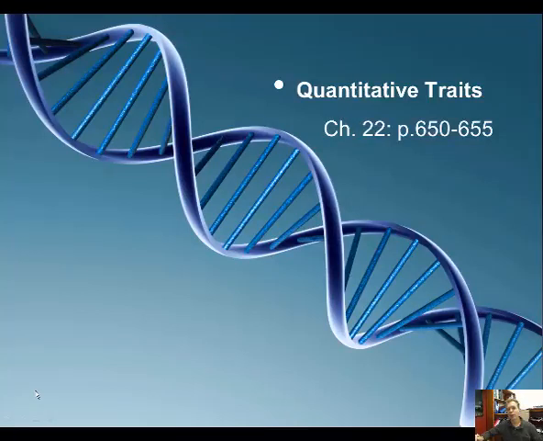Hi everyone, this is lecture 33, more quantitative genetics. As we saw last time, most traits in real genetics don't have simple ratios like Mendel found. And so quantitative genetics is an attempt to understand how those distributions that we see in the real world come about. This material again is from chapter 22, page 650 to 655.